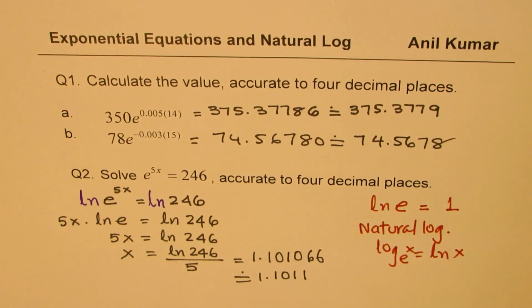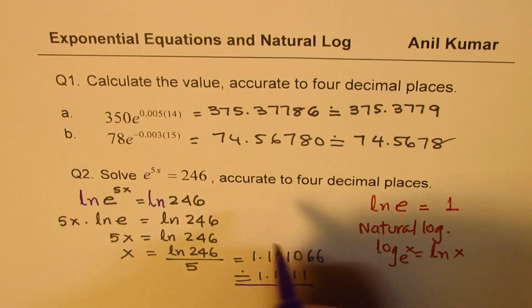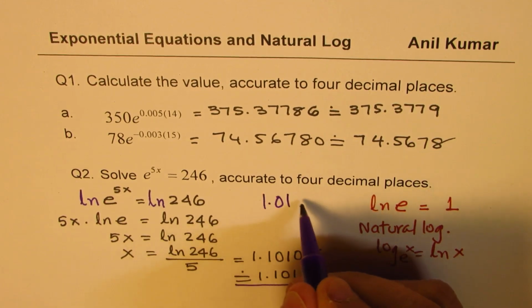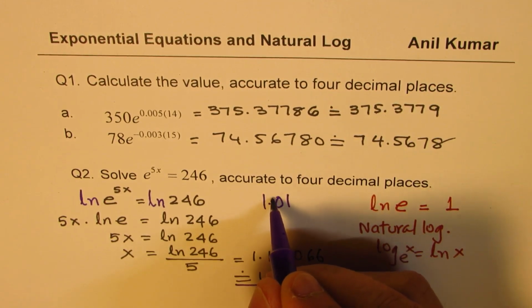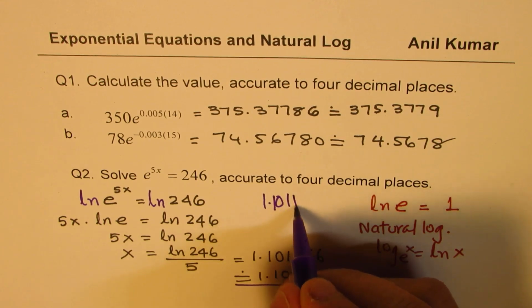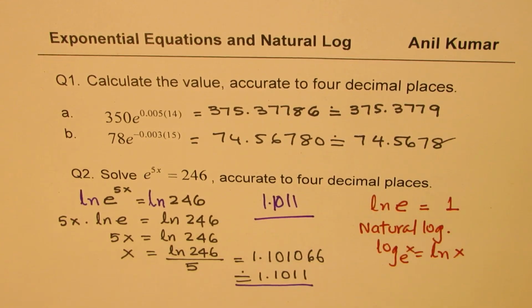Is that clear to you, right? So that is the answer. So we get here 1.1011, right? So that becomes our answer. Now let us take question number 3 and 4.